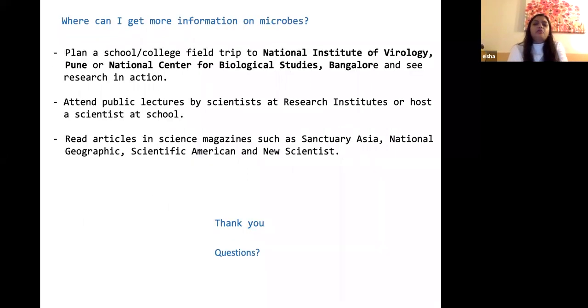Lastly, how you can get more information about microbes. There are very good institutes in India, two of which I know that let the public come and see, or even let students come as field trips or picnics, as an industrial visit. One is the National Institute of Virology in Pune, and the other is the National Centre for Biological Sciences in Bangalore, NCBS and NIV. I am sure there are other research institutes in Delhi and everywhere else.